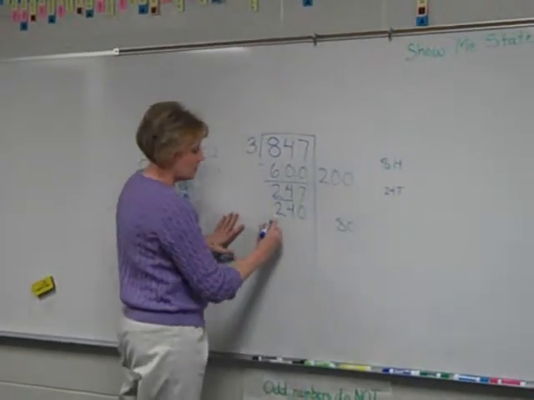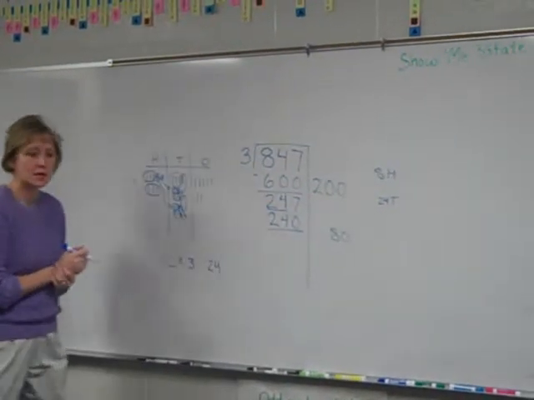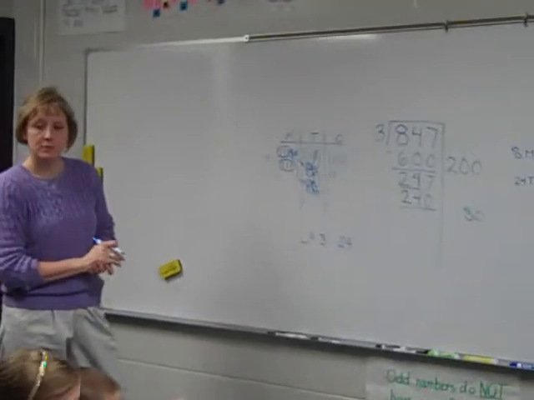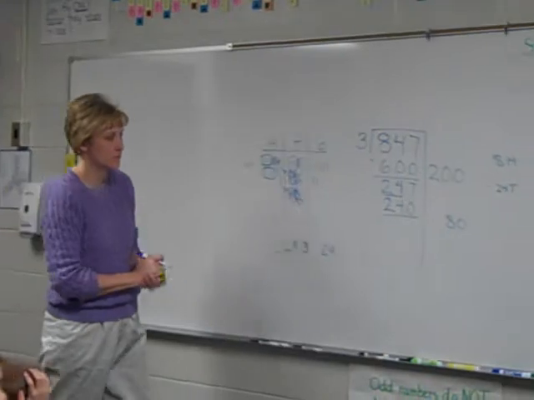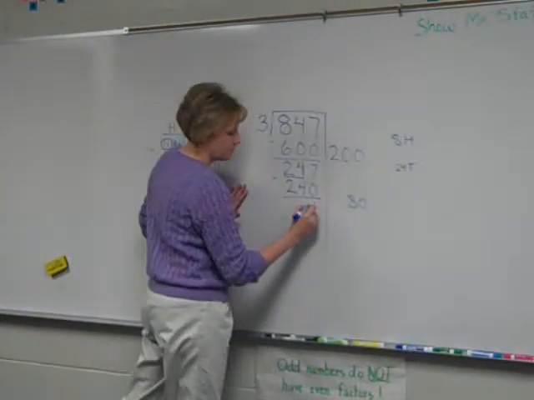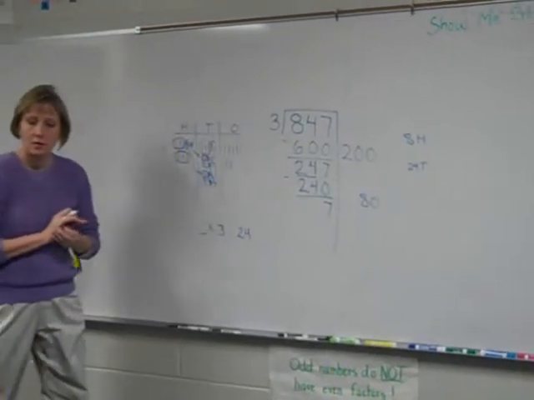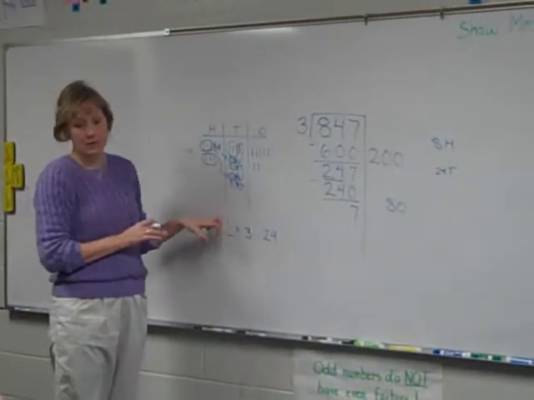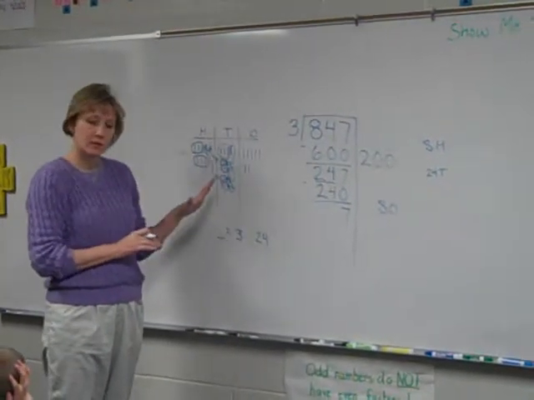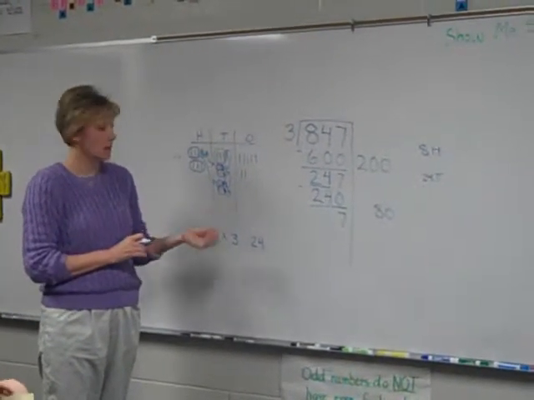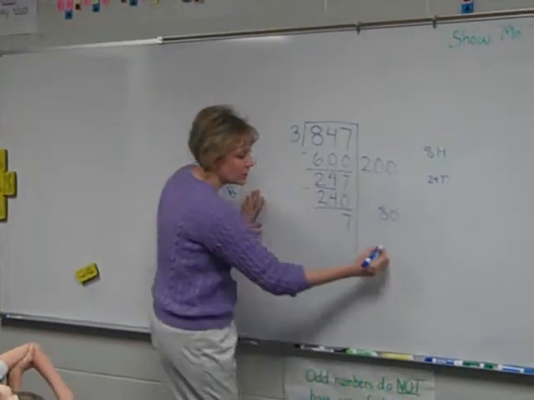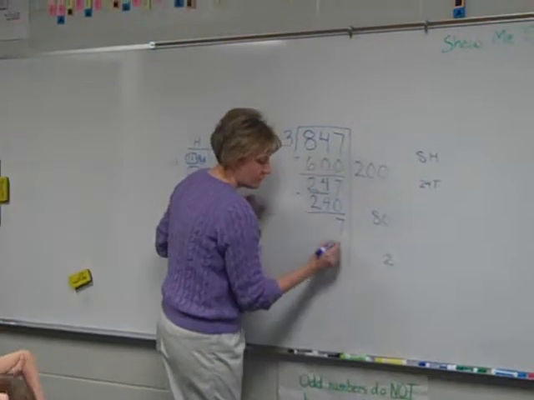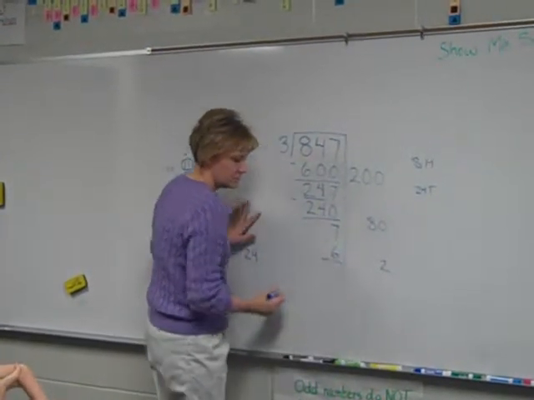Okay? Can you put that bookmark to the side? Thank you. What do I have left? Dalton? 7. I have 7 left. Okay? Whew. And you can see I didn't have any 10s left over, so I just have my 7 ones. How many groups of 3 can I make if I have 7? Dalton? 2. 2 groups of 3 is? 6. And what do I have left?